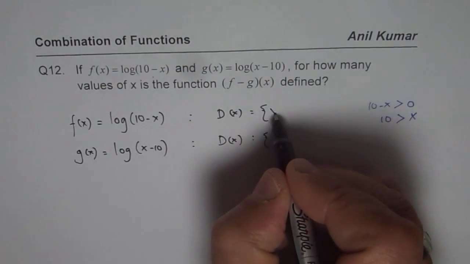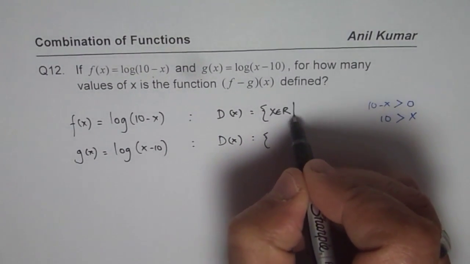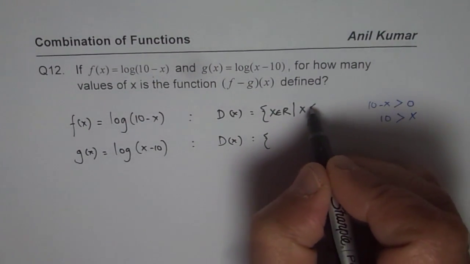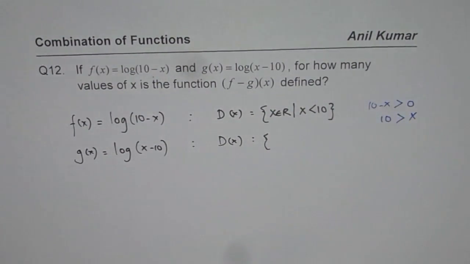So we say x belongs to real numbers. However, 10 is greater than x, or x is less than 10. So that is how we can write the domain.